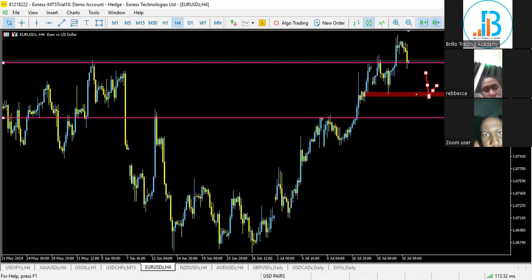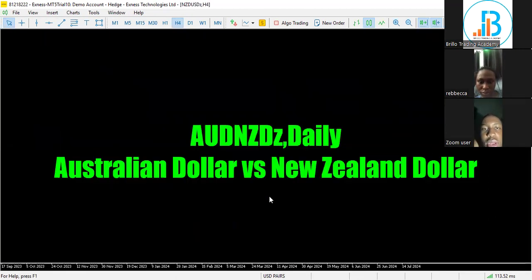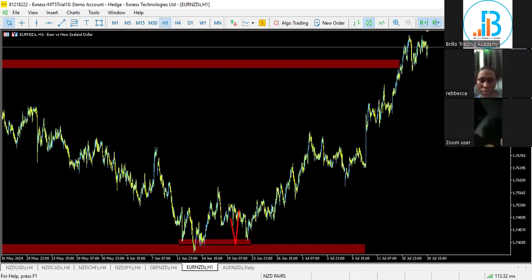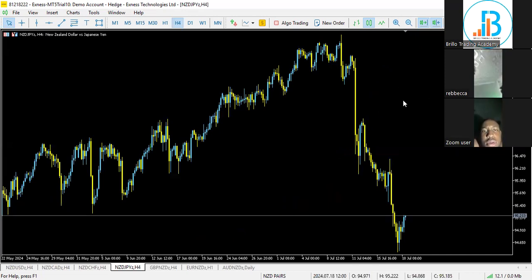Now let me look for a downtrend. Let me check NZD pairs. Uptrend, uptrend. Okay. Now, this is another good example for a downtrend.